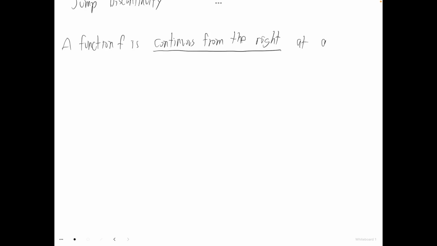And so now, kind of like with limits, how we have this idea of one-sided limits that we just used, we can also have one-sided continuity. And so a function f is continuous from the right at a number a if the limit as x approaches a from the right of f of x equals f of a.